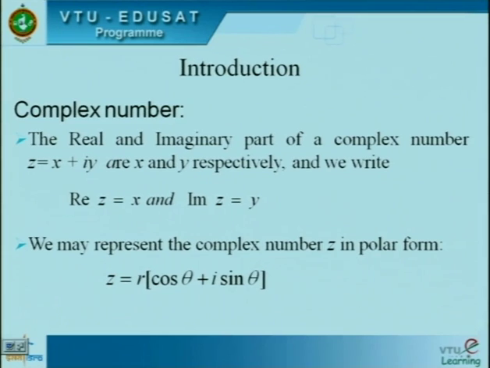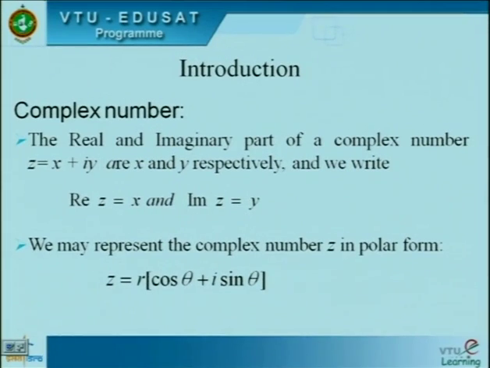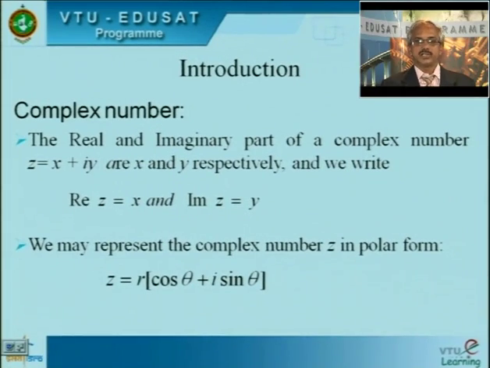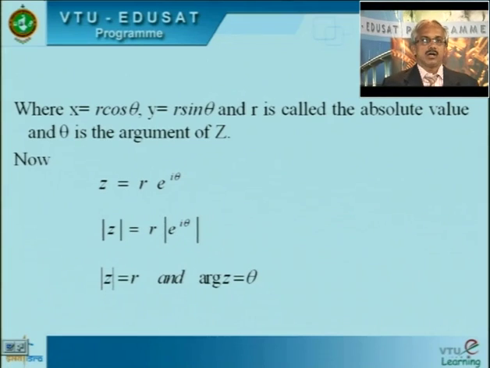Every complex number we may represent in a polar form like z = r(cos theta + i sin theta), which is the polar form of the complex number, where x = r cos theta, y = r sin theta, and r is called the absolute value and theta is the argument of z. That is, we can express z = r e^(i theta).